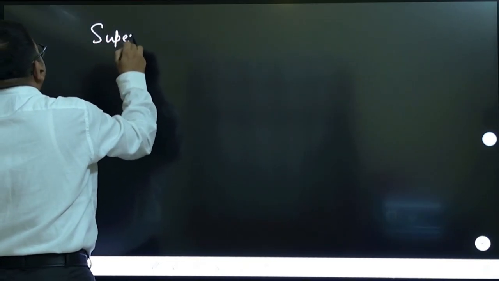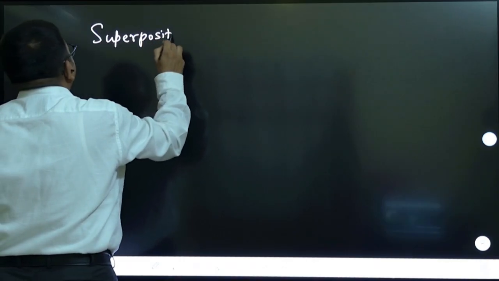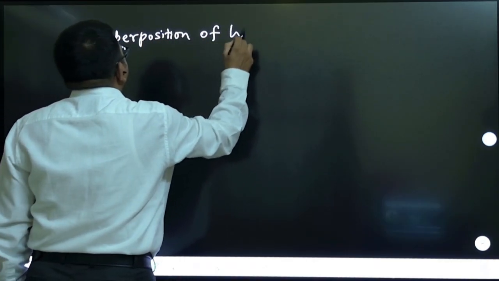Next, we are going to see the superposition of waves. That means some concepts of waves which you have studied in grade 11: superposition of waves, the condition for maxima, the condition for minima, phase changes upon refraction, and all that we will discuss. So let's discuss the superposition of waves.